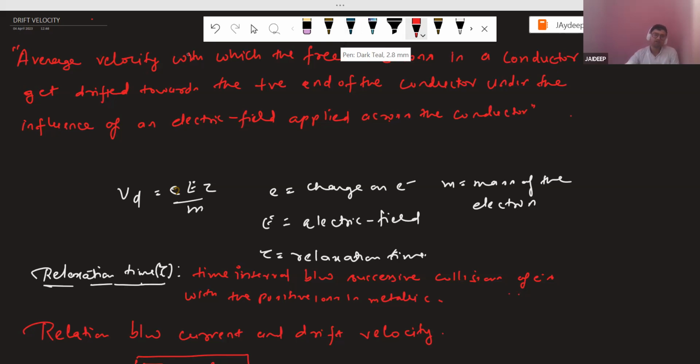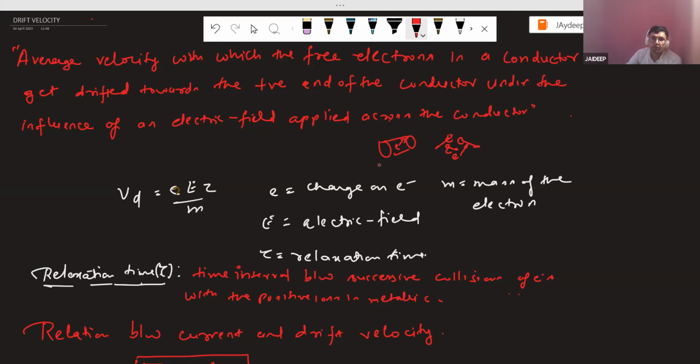Now, average drift velocity. It is the average velocity acquired by the electrons in a conductor. All conductors have free electrons. But in absence of electric field, they move randomly, like this. So the average velocity will come out equal to 0.